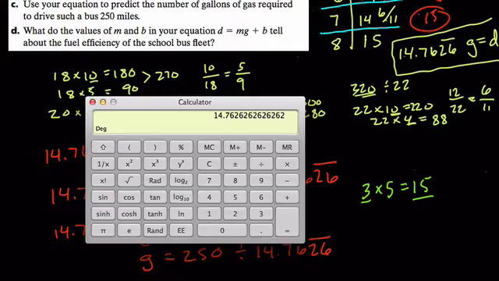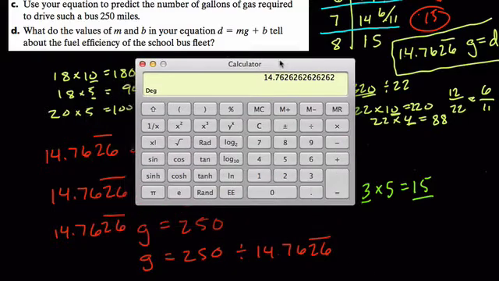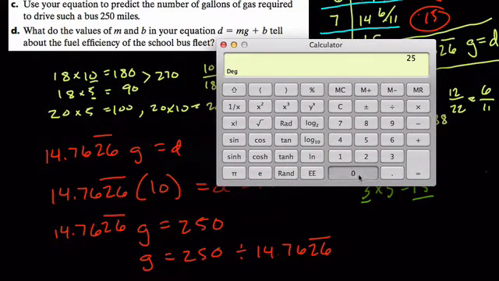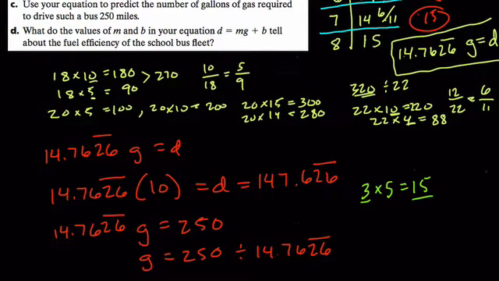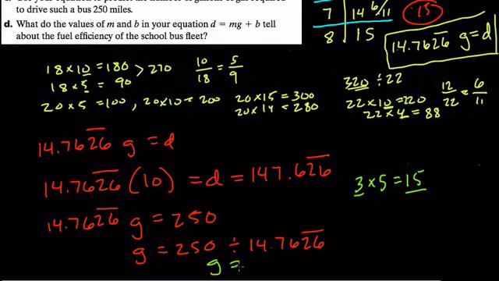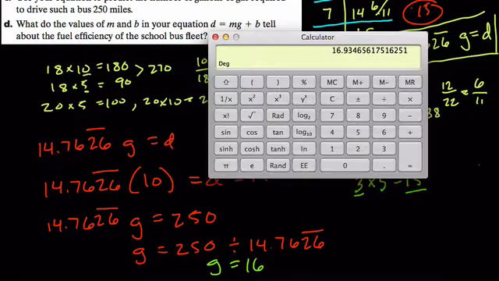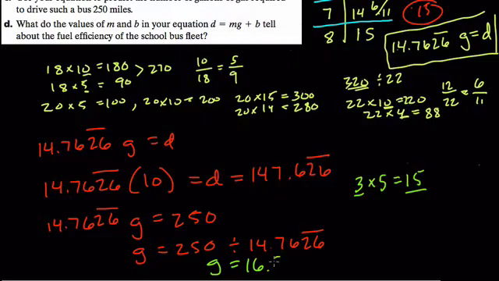So here we do the division. I'm going to use a calculator for help here. 250 divided by 14.7626 repeating. Right, and then we get 16.93. Well, that would be the gallons we need to use. So G is equal to about 16.934. That's how many gallons we need to go that distance. So now we've got that.